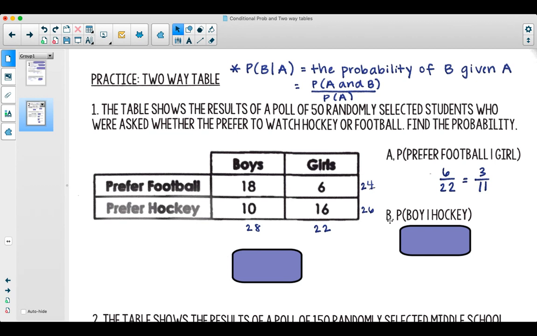Same idea in part B. Probability of a boy given that they prefer hockey. So where the boy and the hockey overlap is going to get me 10. And then I need to know how many total people preferred hockey. Well, that's 26. So that's going to be 10 over 26, and that reduces down to 5 over 13. So we're looking for that intersection of the boy and hockey, just like the Venn diagram, over the total number of people who prefer hockey.